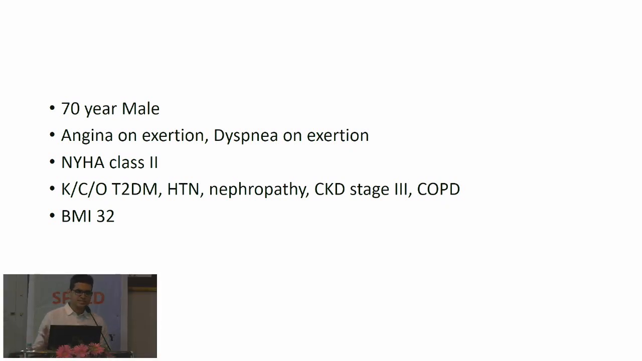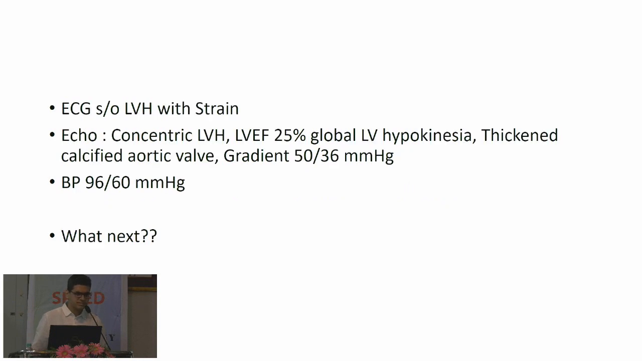So let's take for example a 70-year-old man. It's not hypothetical. He has class 2 symptoms. He is diabetic, hypertensive, has nephropathy, is obese, and has severe erectile dysfunction. It is a very thin calcific valve, with a gradient which echo-wise, despite a lot of trouble, is only a moderate mean gradient of 36. BP is 96 by 60. So this is again a very common subset. This was one of my long questions in my exam also.